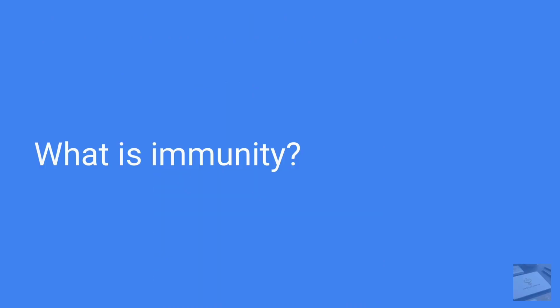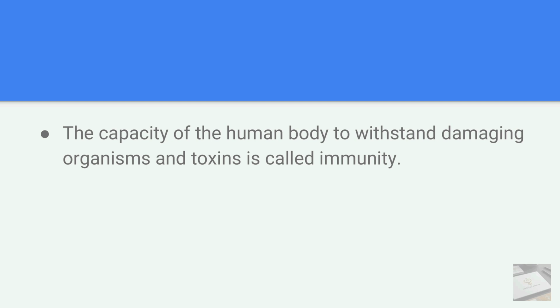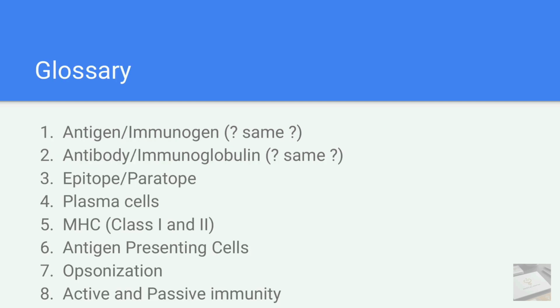What is immunity? In simple terms, immunity is the human body's remarkable ability to resist or withstand almost any organism or toxin that could harm its tissues and organs. Before proceeding forward, there are a few terminologies that we need to be familiar with. What is antigen and what is immunogen? You may think these words have a similar meaning, but there is a subtle difference.